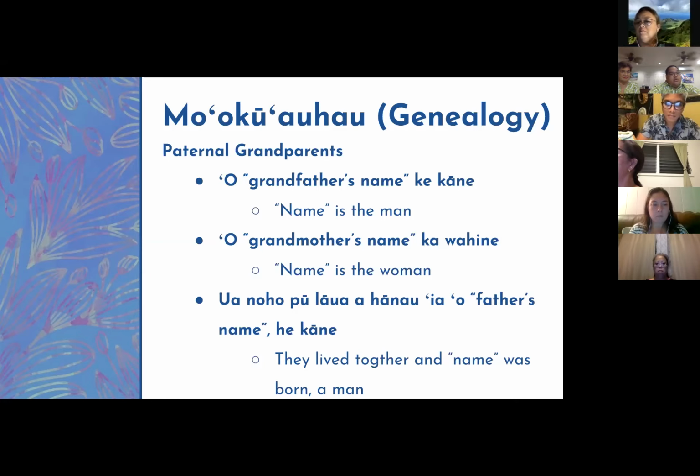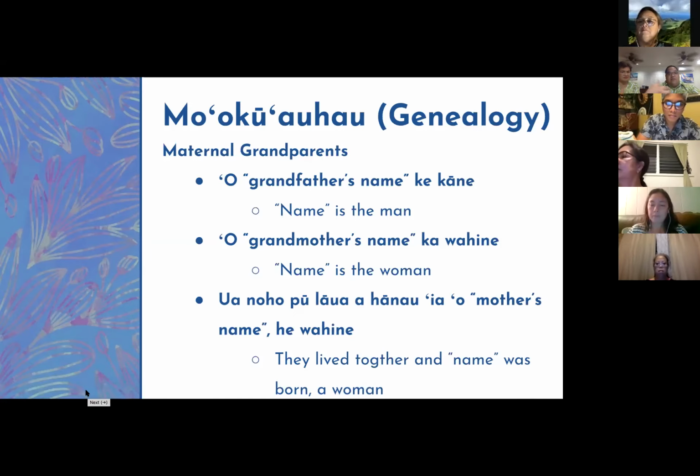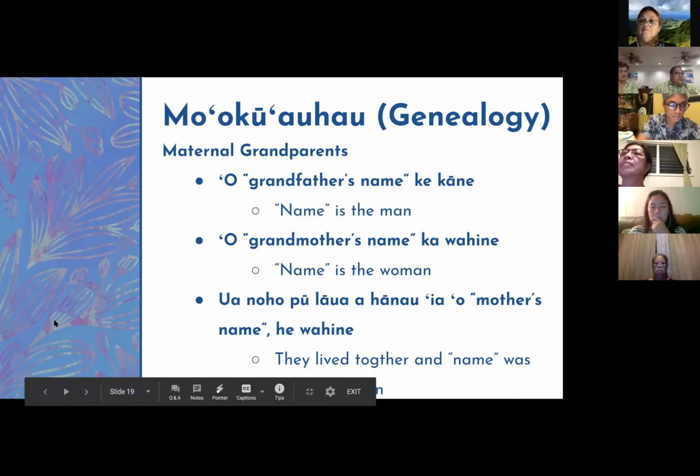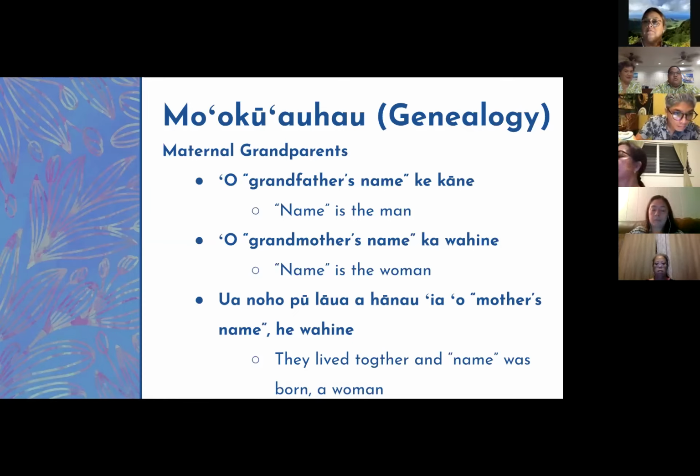Okay, so we're not going to practice yet until we get into our breakout rooms, but let's jump to the same thing. It's pretty much the same thing for your mother's side. I'll answer this time. So you're just filling in the blank with your mother's parents. O Gilbert ke kane, o Carrie kawahine, ua noho pū lawa ahanau ia o Kapi ke wahine. Give you guys some time to type it out. You want to answer? So your mother's side. Okay, so o Joseph ke kane, o Carrie kawahine, ua noho pū lawa ahanau ia o Carrie kawahine.